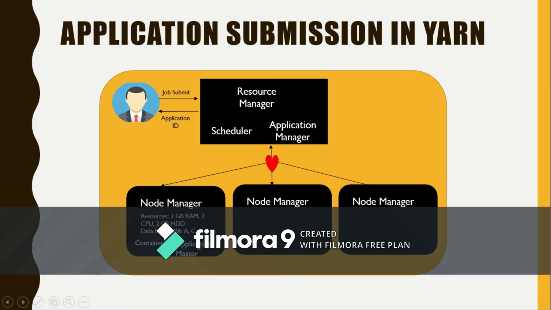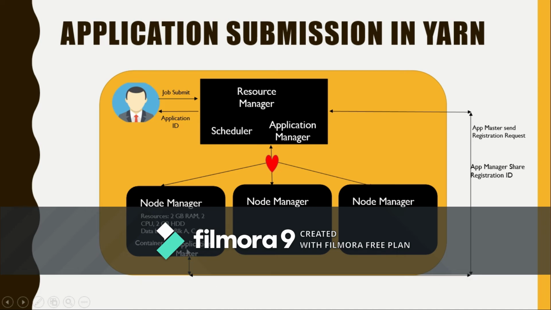Now as soon as application master comes into picture, it sends a registration request to application manager. In return, application manager shares an ID with this application master. Using this ID, application master maintains connection with resource manager. As long as the job is running on this machine, as long as the task is running on this machine, application master will maintain a connection with application manager.